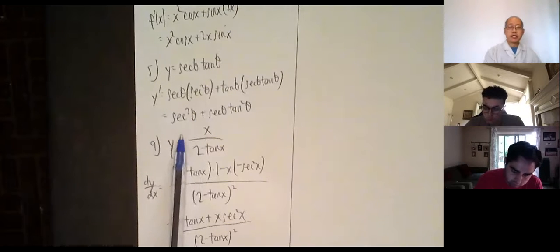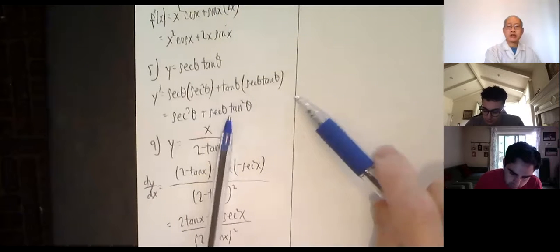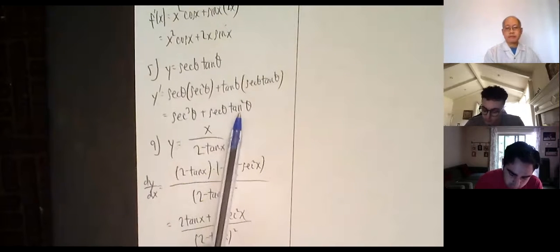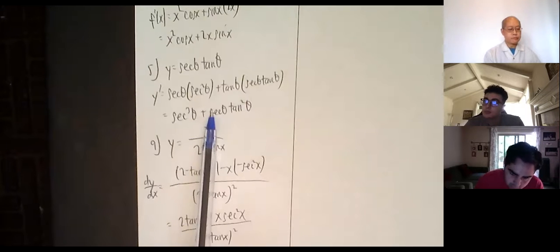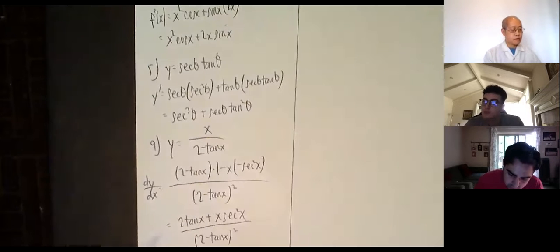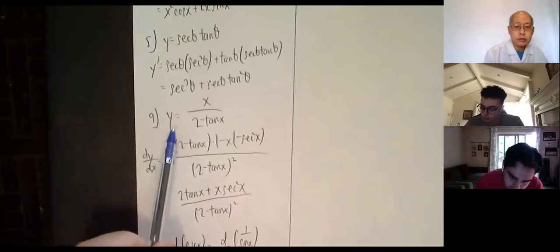This now becomes secant cubed of theta, and this one is secant theta times tangent squared theta. So you can leave it like that. Or if you want to factor out, you could, but no need to.